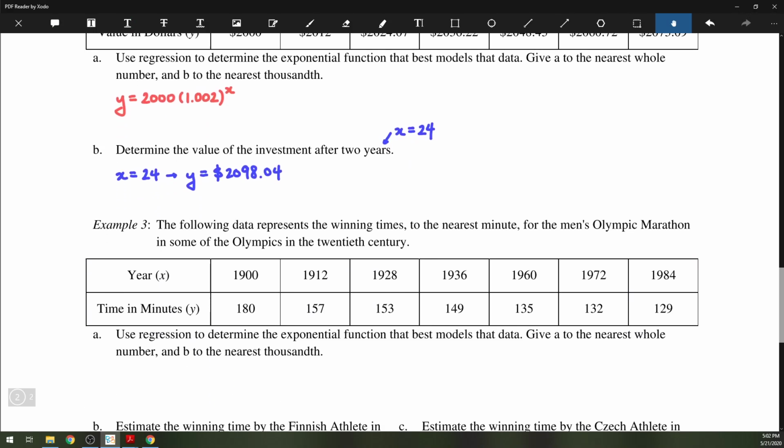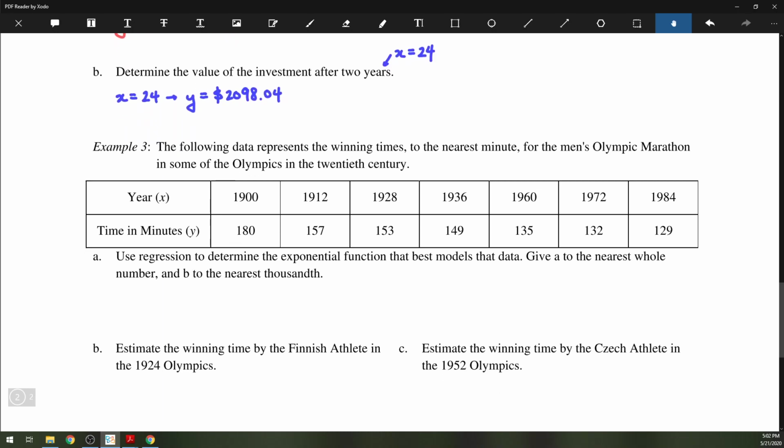Okay. Next one, again, similar kind of idea. Now, notice that the x variable is years, and is recorded as 1900, 1912, and so forth. In order to keep our coefficient small, we're going to write this as years since 1900. So that will give us a new set of x values: 0, 12, 28, 36, 60, 72, and 84. A little bit more manageable.